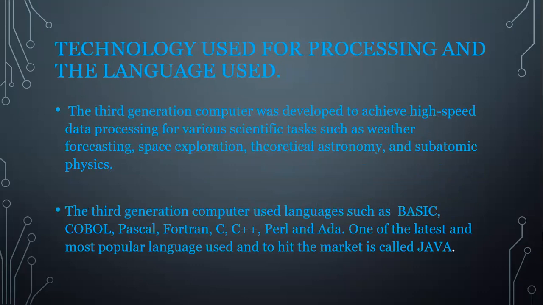Technology used for processing and the language used. The third generation computer was developed to achieve high-speed data processing for various scientific tasks, such as weather forecasting, space exploration, theoretical astronomy, and subatomic physics. The third generation computer used languages such as BASIC, COBOL, Pascal, Fortran, C++, Perl, and ADA. One of the latest and most popular languages used, which hit the trademark market, was called Java.